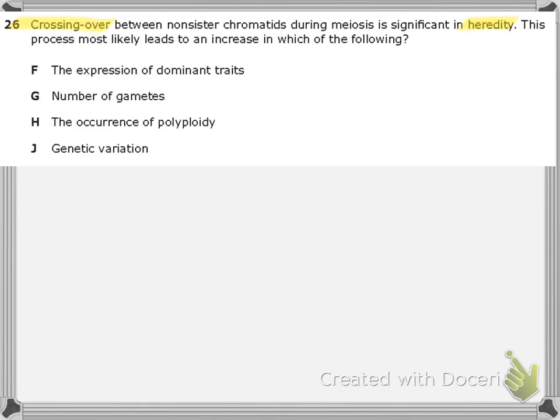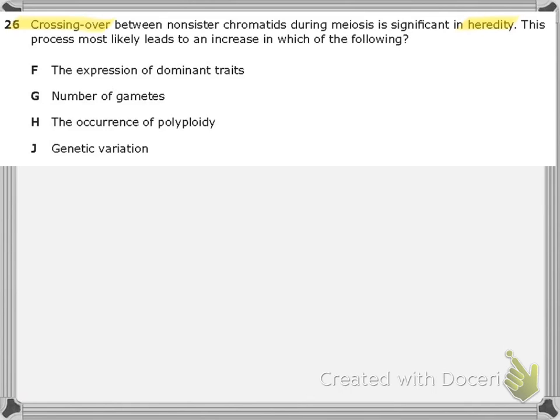Why does crossing over take place? Most likely leads to an increase in what? All right, F says increase in the number of expressed dominant traits. Well, it actually doesn't increase the number of expressed dominant traits, because if it did, then most of the cells made after you combine the gametes would have dominant traits.